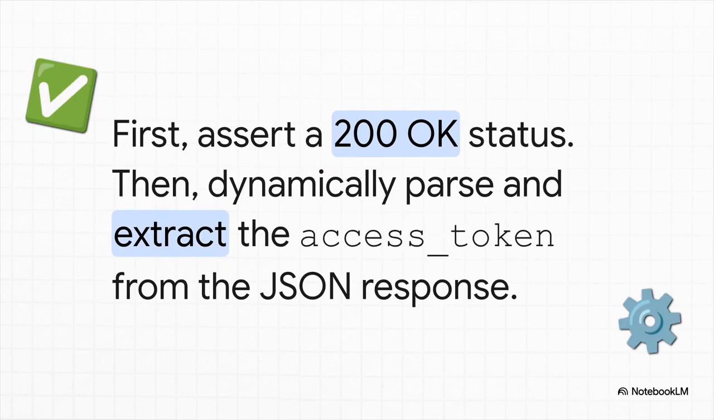Now what do we do? First things first, we check for a 200 OK status. If we don't get that, something's wrong and we need to fail fast. But if we do, then comes the magic. We reach into that JSON response, grab the value for access_token, and we save it to a variable. No more human intervention, the test is doing all the work for us.